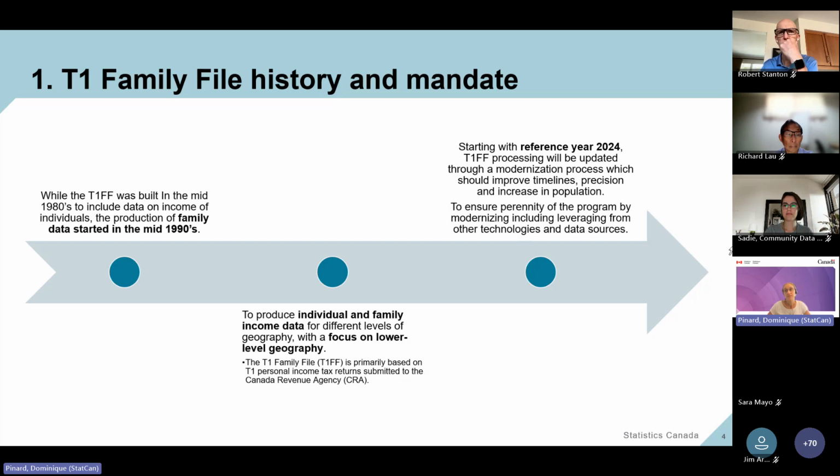The first time TIFF data was available was in 1982. At the beginning, the focus was on individual data, always at the aggregate level. Starting in the mid-1990s, the family information was retroactively included in the dataset. But before 2000, there were lots of methodological improvements to the family. And so there was more stability after 2000 in reference year.